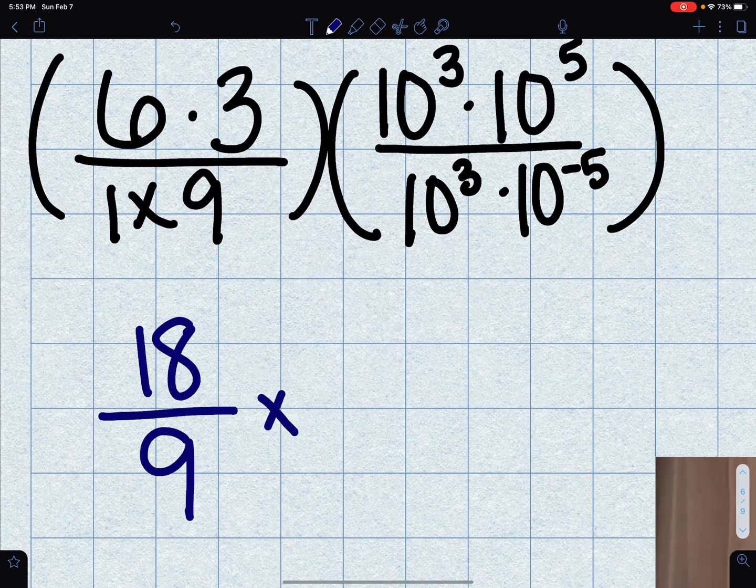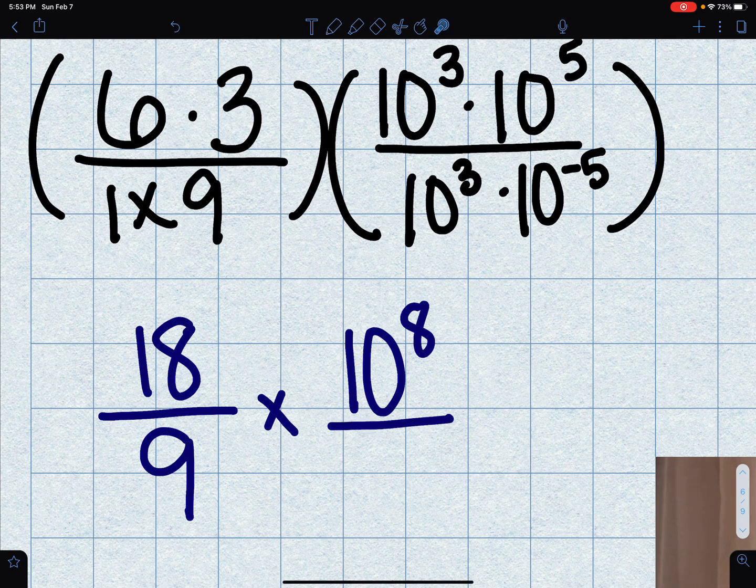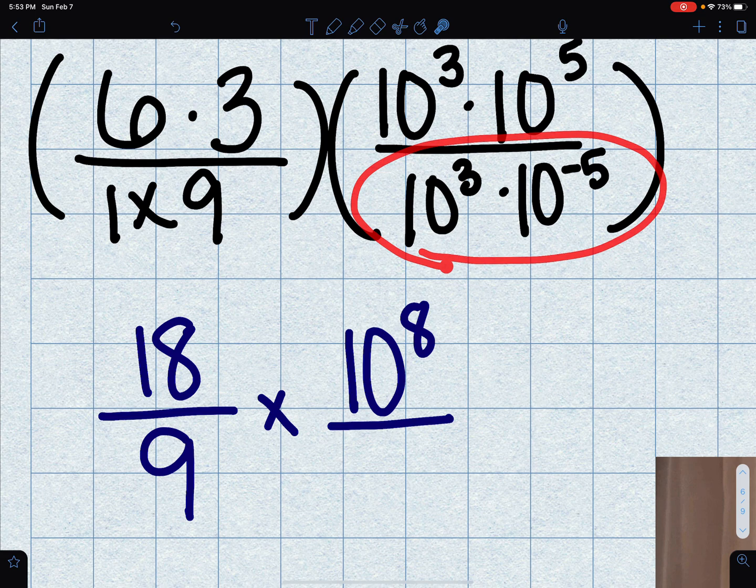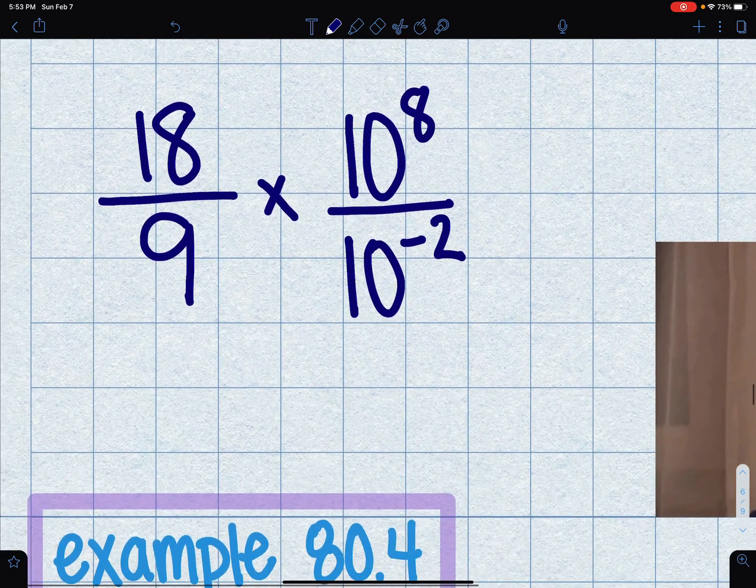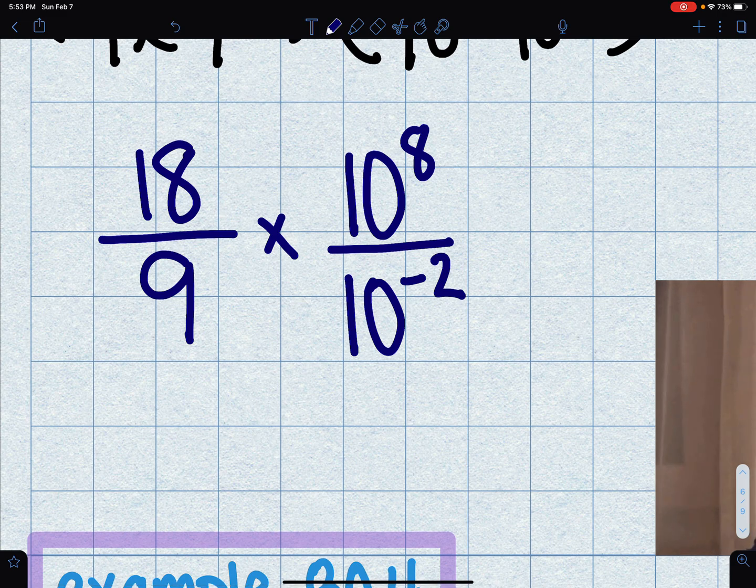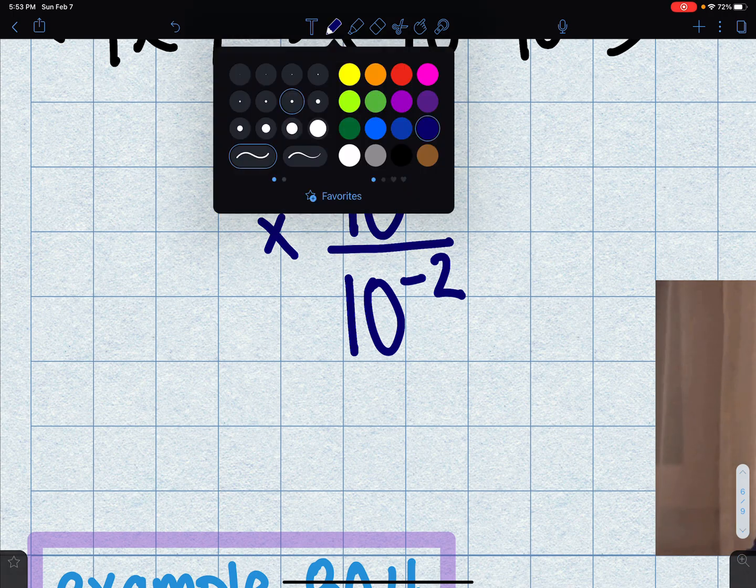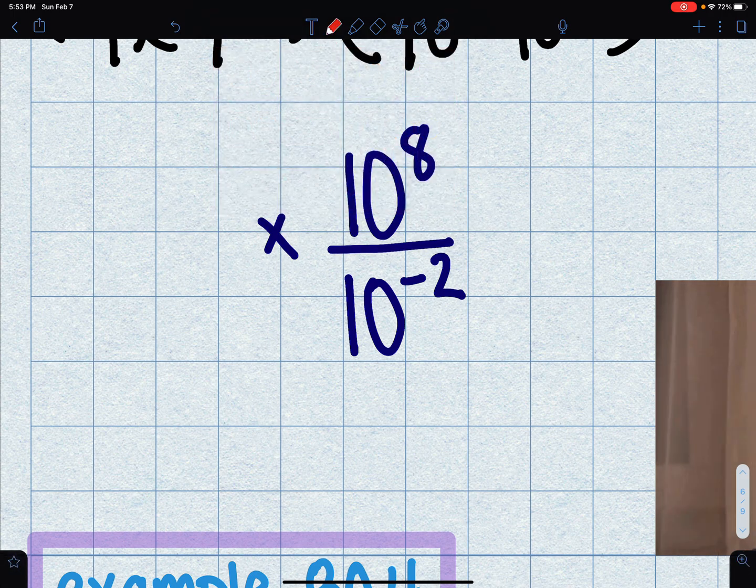Then you have, let's simplify this. When we multiply, we add them together, right? So it's going to be 10 to the 8th on top. And on the bottom, we're also multiplying these together. So we're going to add 3 minus 5, and it's negative 2. So it's 10 to the negative 2. Okay, now we've got a problem we can work with, right? 18 divided by 9 just simplifies to 2. So I'm going to change that to a 2.